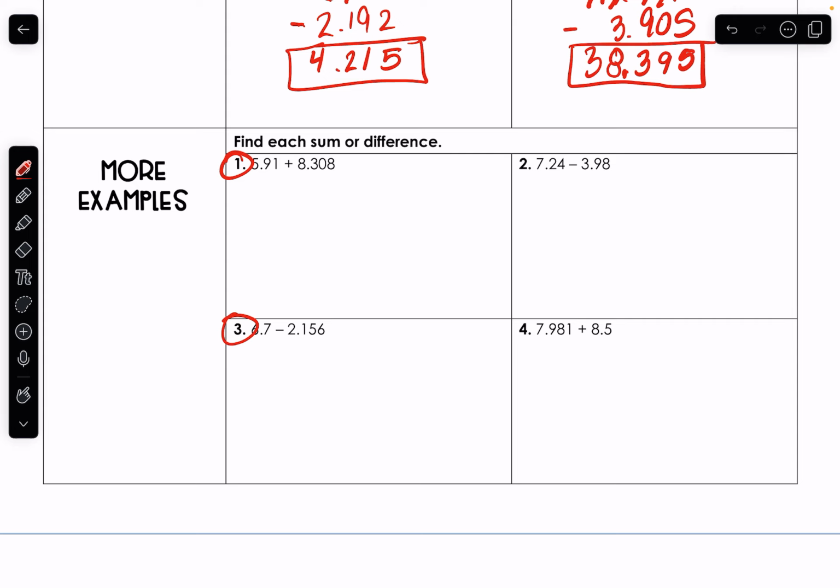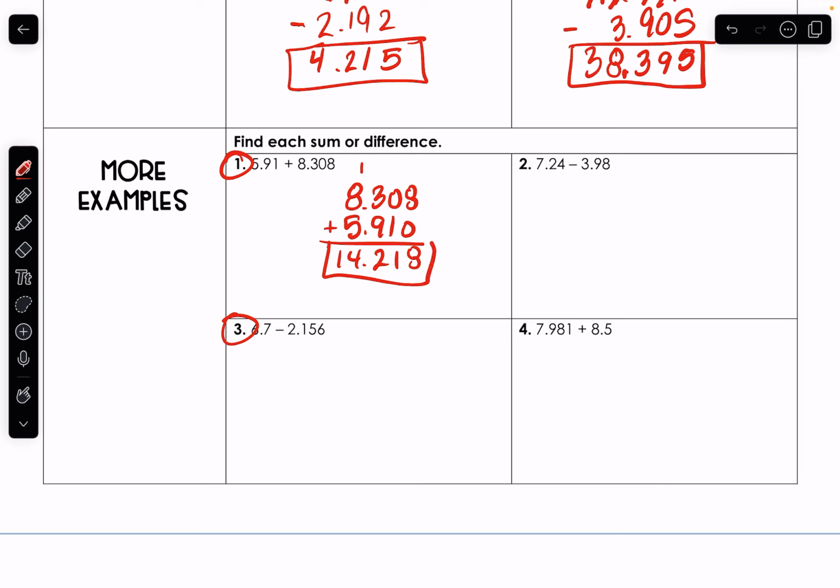All right, so again, we're going to line these up. It doesn't matter if I put 8 and 308 thousandths on top, or 5 and 91 hundredths on top, because it's addition. So we'll put our zeros, 8, 1, 2, carry over, 13, 14. So 14 and 218 thousandths is what you should have gotten.